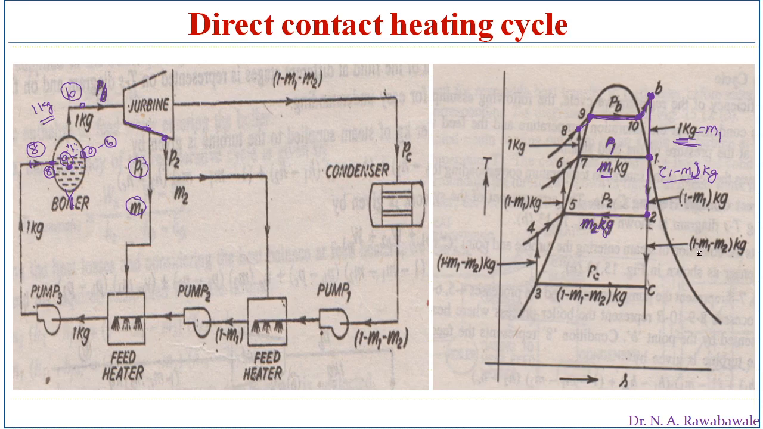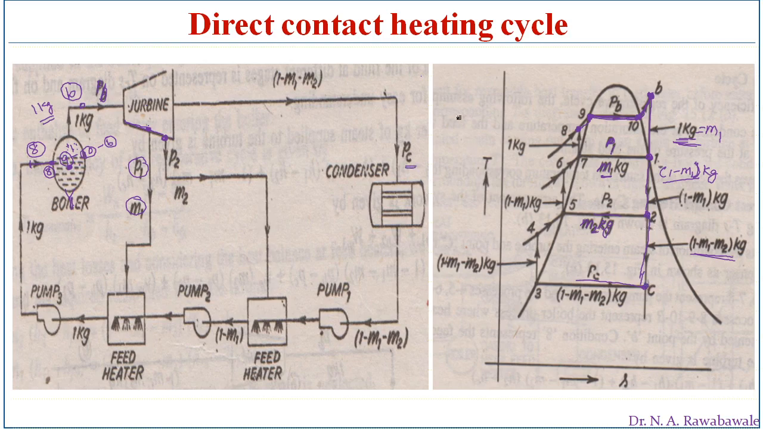Now again, 1 minus m1 minus m2 kg of steam is expanded from point 2 to C. So the work done between point 2 and C is only by the steam of mass 1 minus m1 minus m2 kg. It is not 1 kg. So again this steam, which is 1 minus m1 minus m2 kg, is condensed. After P2, 1 minus m1 minus m2 kg is expanded up to condenser pressure, that is up to point C.